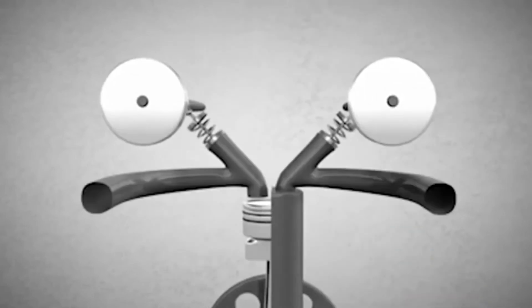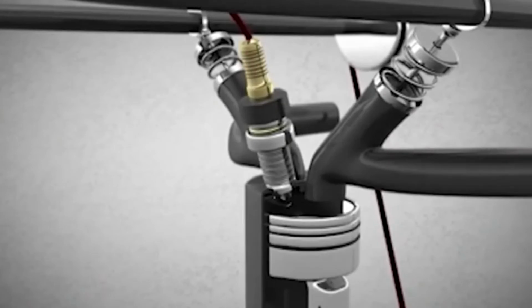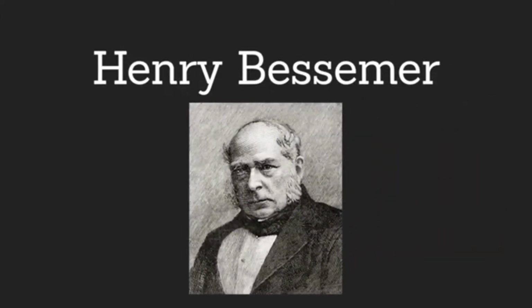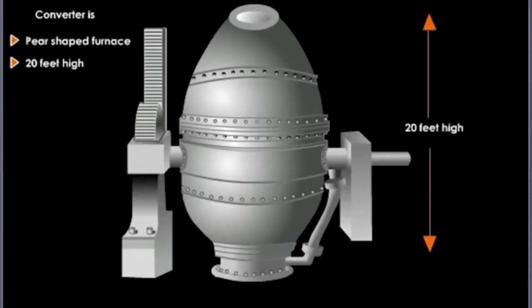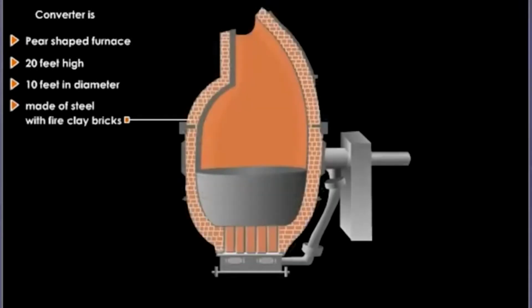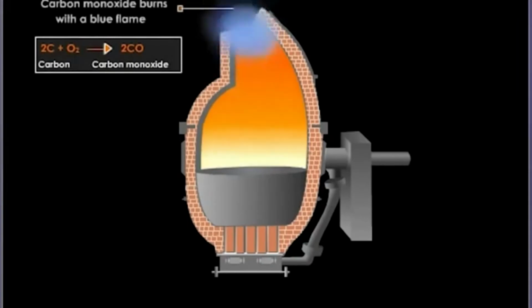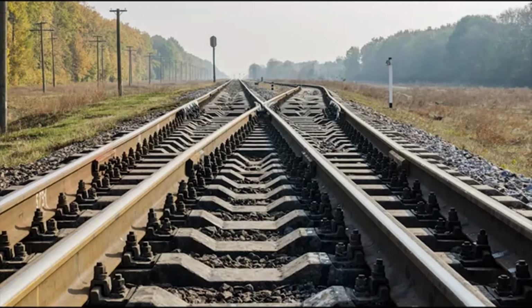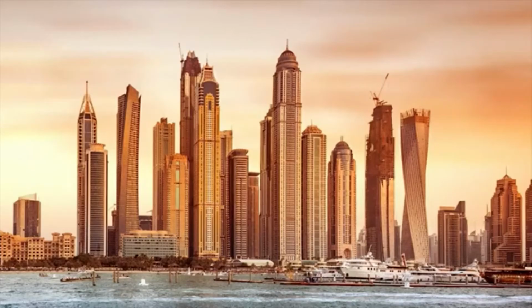Some historians credit Otto as being the true inventor of the internal combustion engine. Sir Henry Bessemer invented the Bessemer process, which allowed the mass production of steel, increasing the scale and speed of production of this vital material. The availability of cheap steel allowed building larger bridges, railroads, skyscrapers, and ships.